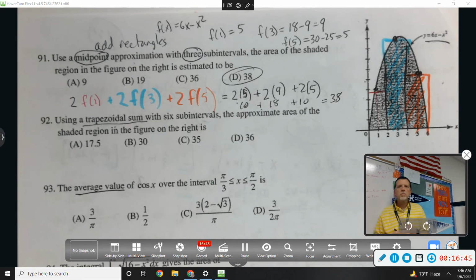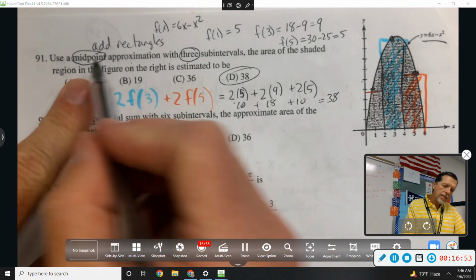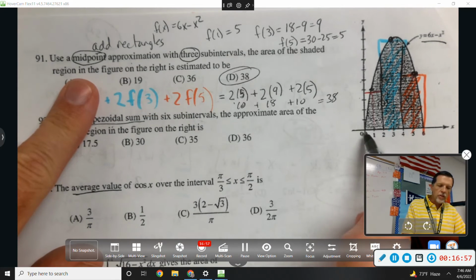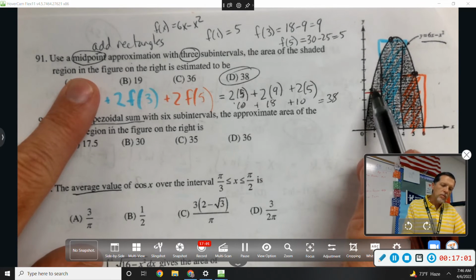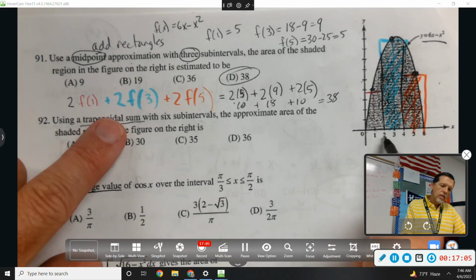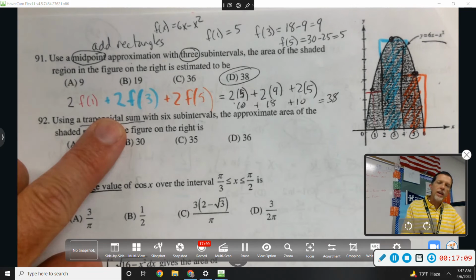How did you get those original heights like that? So midpoint means use the height in the middle. So the first rectangle is from 0 to 2. So the middle would be 1, so I want the height at 1, which would be f of 1. And then from 2 to 4, the height at 3, and then the height at 5.